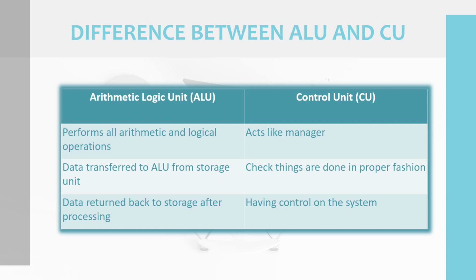So it acts like the manager, seeing that things are done in a proper fashion and having control on the system. And of course it determines the sequence in which computer programs and instructions are executed, like processing of programs from the main memory, interpretation of the instructions, and issuing of signals for other units of the computer just to execute them. So all these things will be taken care of by the CU. Fine. Okay.